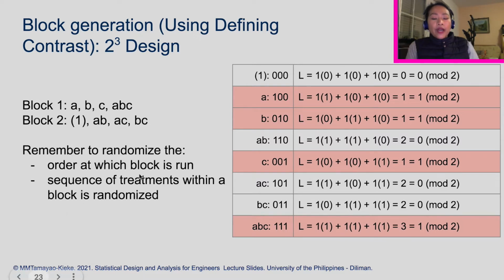Now, remember to randomize the order at which the blocks are run. It doesn't matter which one, but you should randomize which one would be run first, block 1 or block 2. And then, you should also randomize the sequence of treatments within each block.